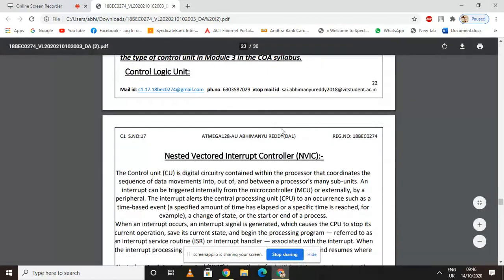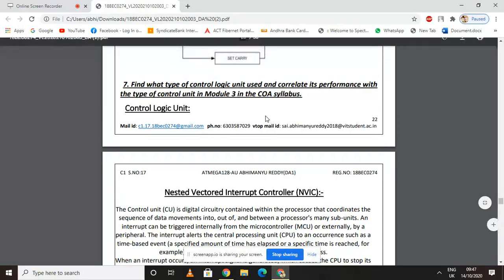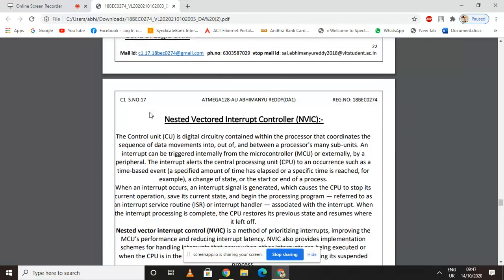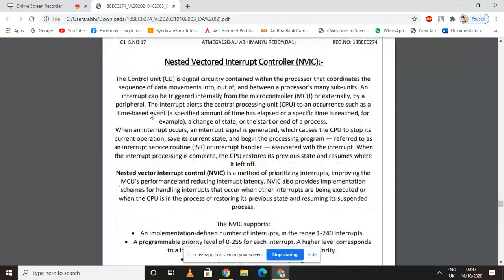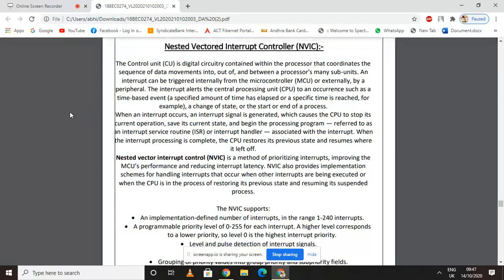So find what type of control logic unit is used and correlated to perform with the type of control unit in module 3. So basically the control logic unit here is the Nested Vectored Interrupt Controller, NVIC. The control unit is digital circuitry contained within the processor that coordinates the sequence of data movements. So basically what it does, it alerts the central processing unit to an occurrence such as a time-based event.